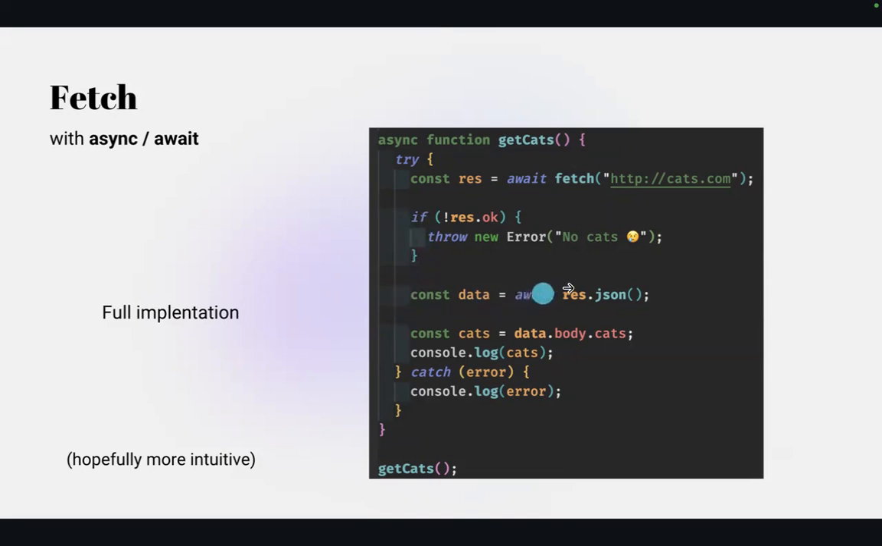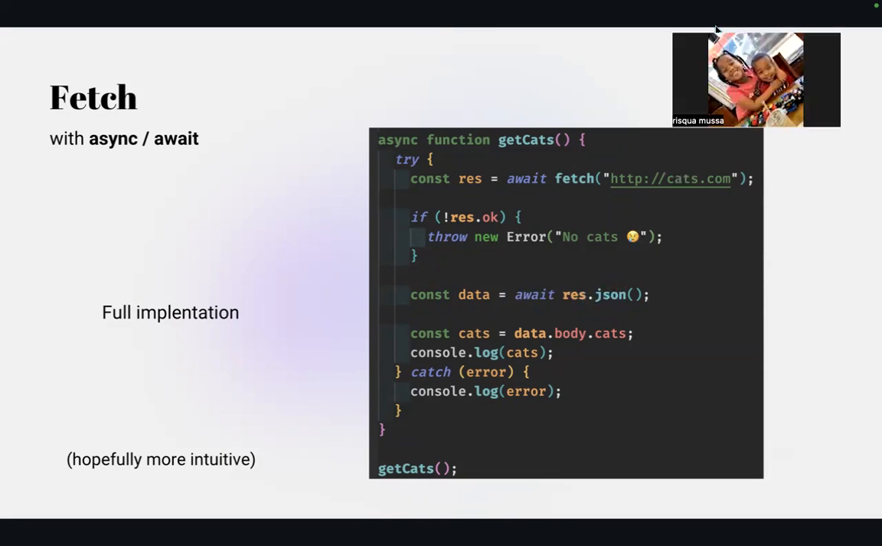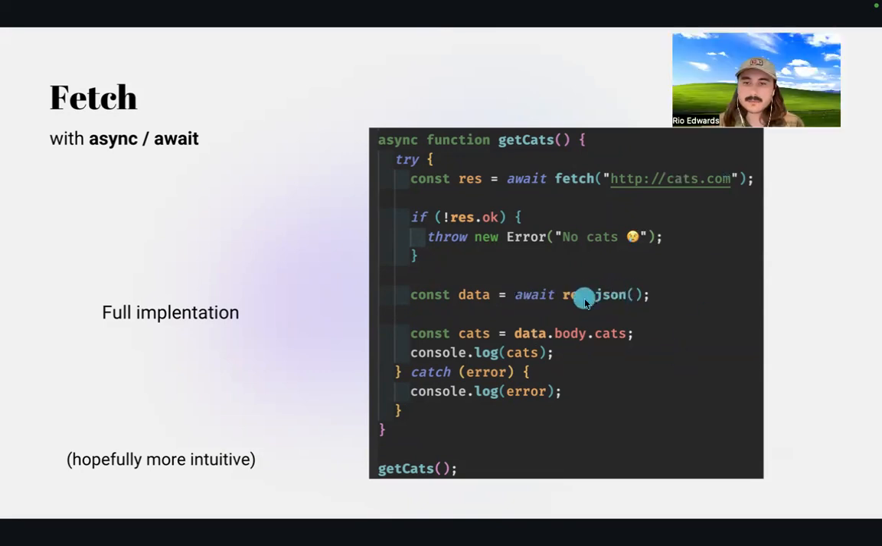If the response is okay, we skip that and we get the data. And again, there's this thing about JavaScript data streams where you have to turn it into an actual JavaScript object using another await or another dot then, depending. So here we're saying I want the data, and now we have our cats. Okay.